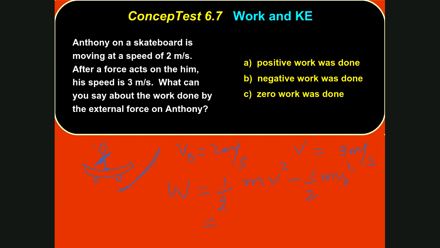So it's basically positive work because v is greater. This is 3 squared and this is 2 squared. So the overall answer will be positive because speed is increasing. If the speed was decreasing, then the work done would be negative because the work done would come out minus. But since the speed is increasing, work done is positive. So your option A should be the answer.